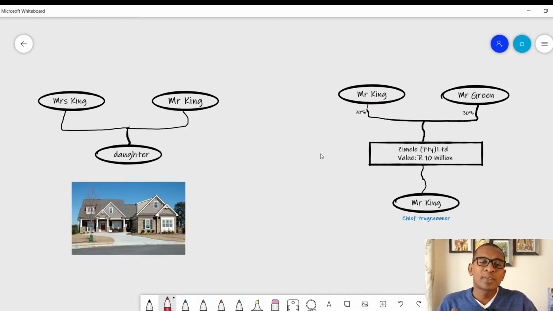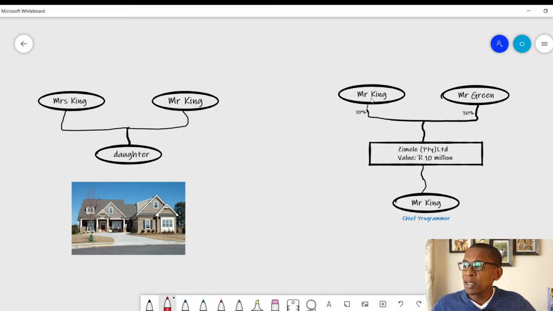So in keeping with the same example when we started with this whole business assurance series, just to recap, in order to see how everything fits in, when you look at Mr. King's personal assets and how the business Zimele Pty actually comes into the whole picture. So maybe just to run through that picture quickly. We remember that Mr. King is married to Mrs. King and they have one daughter. They're married in community of property. And they own a house, and that's that lovely house over there.